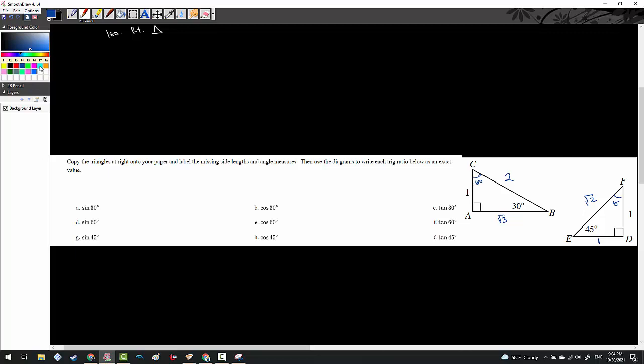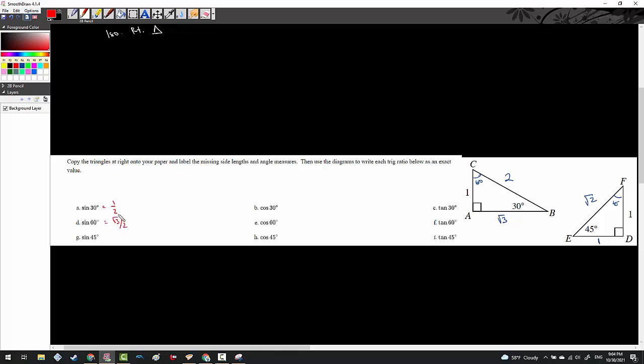From here, I'm just going to figure them out. Sine of 30 references me to the ABC triangle. Sine of 30 is going to be opposite over hypotenuse. From this angle's perspective, 1 over 2. Looks good to me, 1 over 2. Sine of 60, again referencing this ABC triangle here: opposite the 60 is going to be rad 3, hypotenuse is going to be 2. So this is going to be rad 3 over 2.